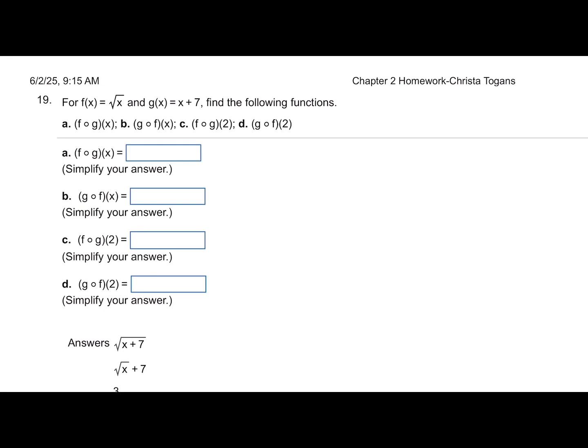This is exactly the same thing, so we're just going to take g, which is here, and plug it in for x. So the first one would be the square root of x plus 7. And then g circle f, I'm just going to take the square root of x and plug it in for the x of the other function. And then all I'm going to do here is plug in 2. So the square root of 2 plus 7, square root of 9 equals 3. And then the square root of 2 plus 7 is for the other one. You don't simplify it any further.